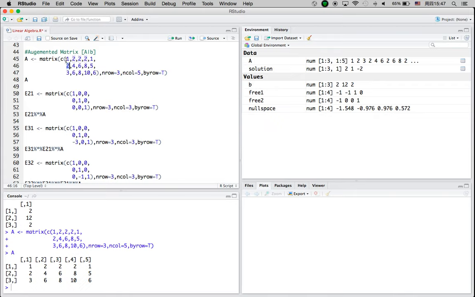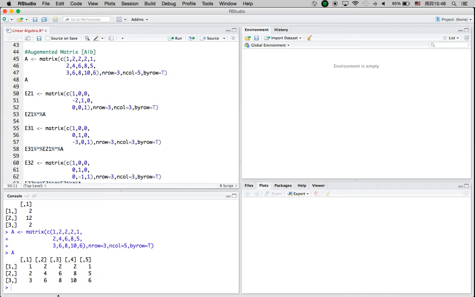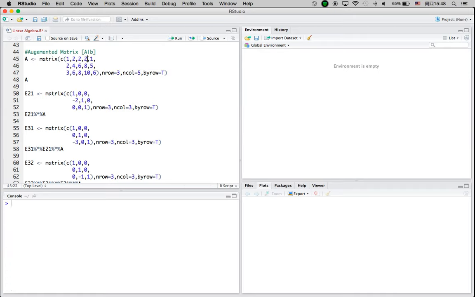we want to subtract 2 times row 1 from the second row, so that we can achieve by getting a negative 2 in the first entry of the second row. So if we multiply that E21 by matrix A, the rest is actually an identity matrix, but we put a negative 2 in the first entry of the second row. That means we want to subtract 2 times the first row from the second row. Okay, so let me first clear everything just to make it clear.